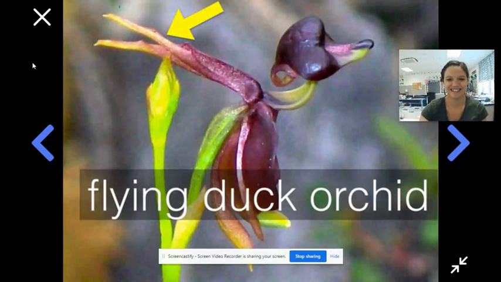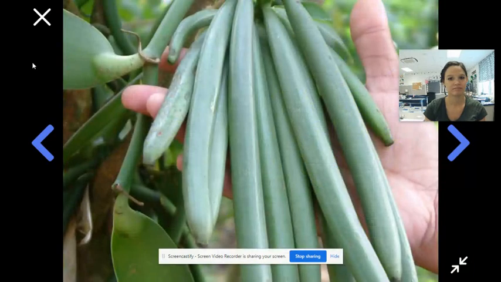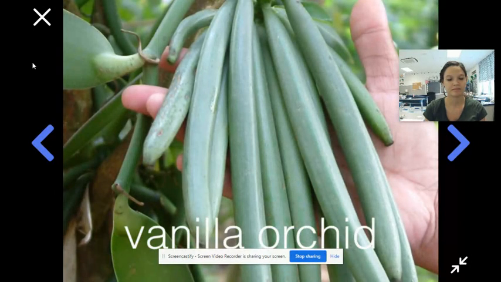There's even one kind of orchid that we eat. Not the flower, like you see here, but the seed pod of this orchid. And the seed pods look like this. These seed pods have a liquid that we squeeze out and use for flavoring. They're the seed pods of the vanilla orchid. So that's where vanilla flavor comes from.